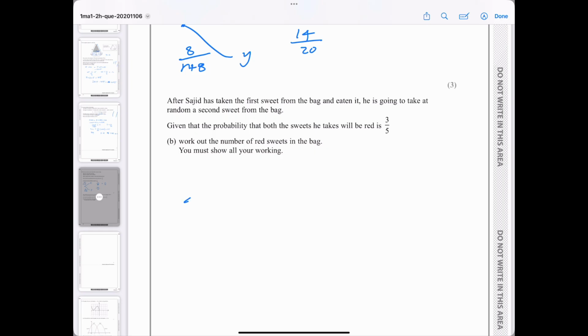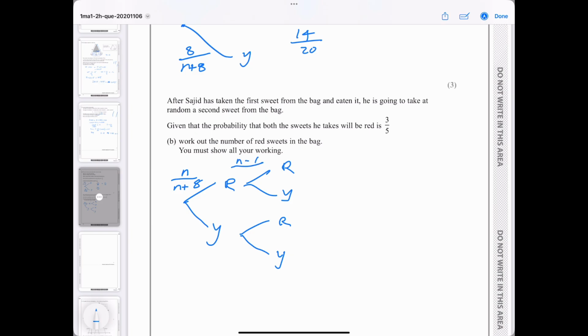So if we were doing that, it would go like that. R, Y, R, Y, R, Y. I'm not sure I need to do all of this, but anyway. So at first he's got n over n plus 8 red sweets. Then he will have n minus 1 and n plus 7 on the bottom. So, and that's going to equal 3/5.